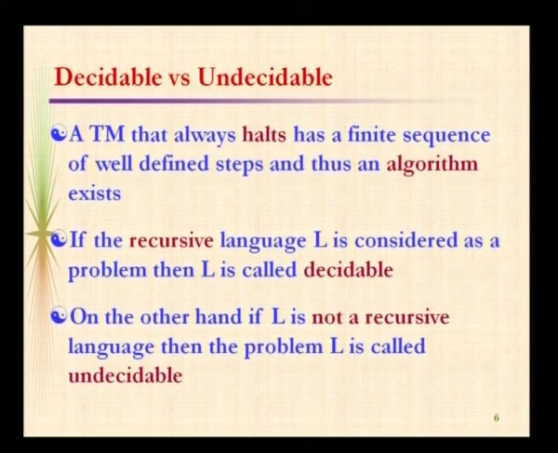So there are two different types of problems. One is problems where the Turing machines are going to halt always, and the other is problems for which the Turing machines do not necessarily halt. If the Turing machines do not necessarily halt, then we will claim those problems as undecidable problems. Otherwise, the problems are called decidable problems.